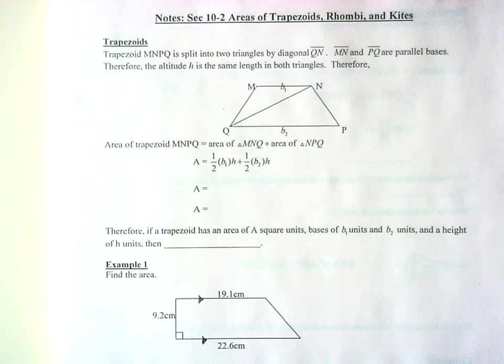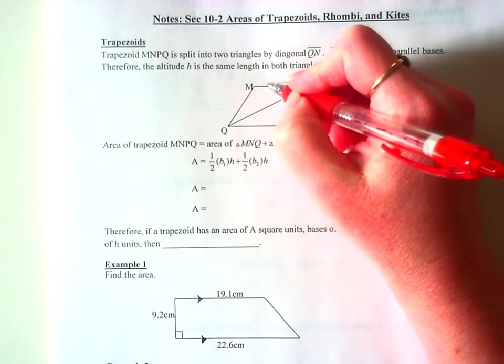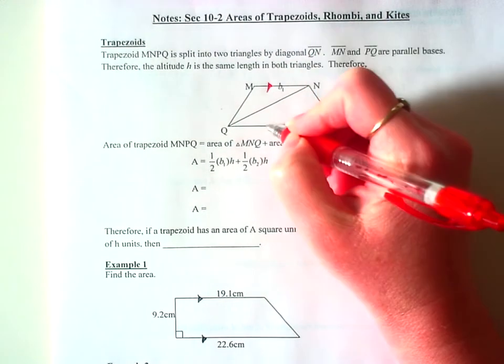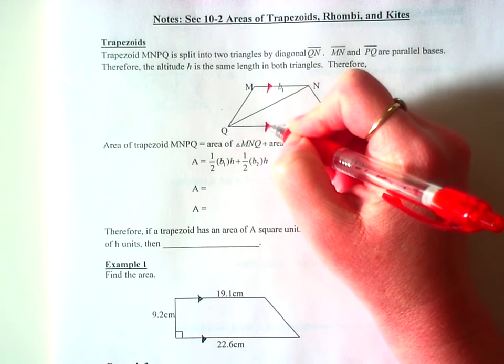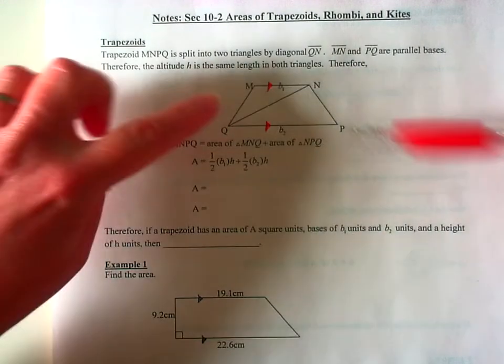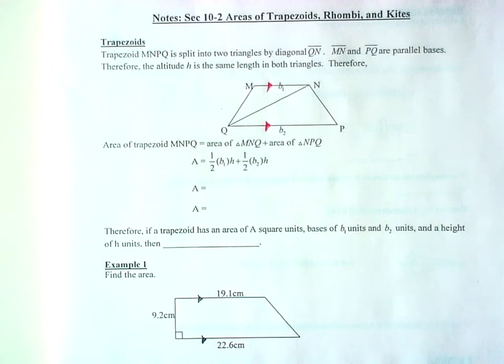Trapezoid MNPQ is split into two triangles by diagonal QN. MN and PQ are parallel bases. So remember that trapezoids always have one set of parallel sides. We call those the bases. And then there are two legs that are not parallel. Okay? The altitude or the height is going to be the same for both triangles.